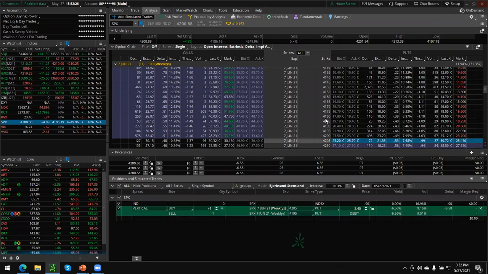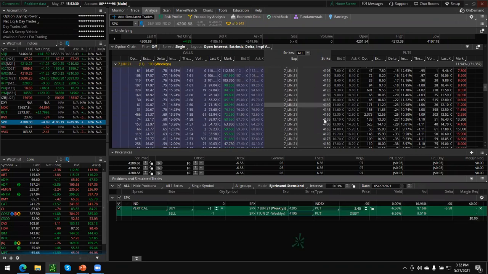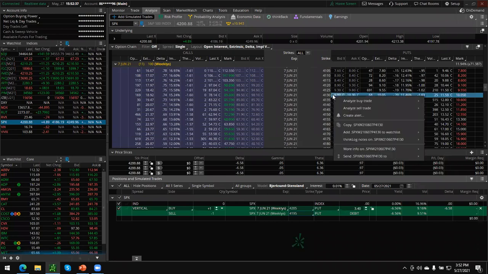Now let's figure out where the put credit spread might be. And I simply start by picking about 19 or 20 delta. Okay, it's only a starting point. There's 20 delta, so let's pick the 4130.